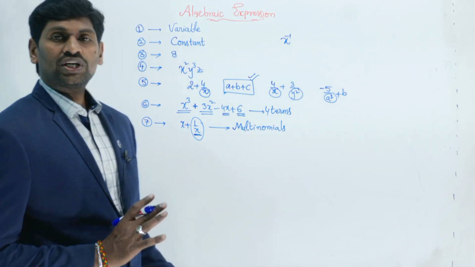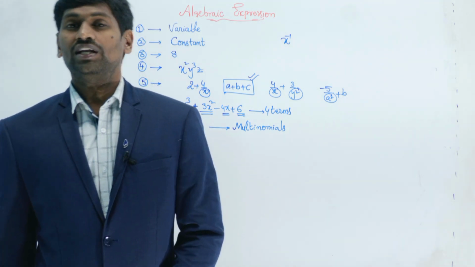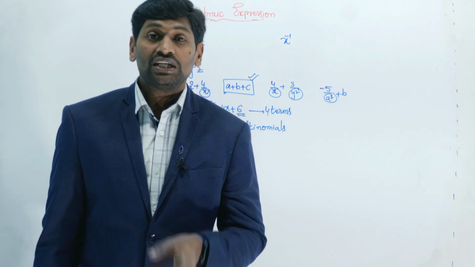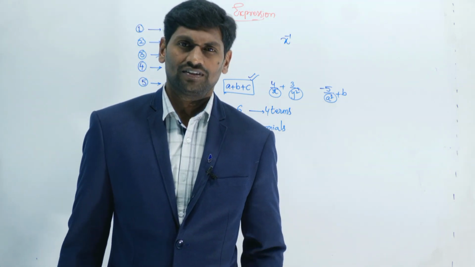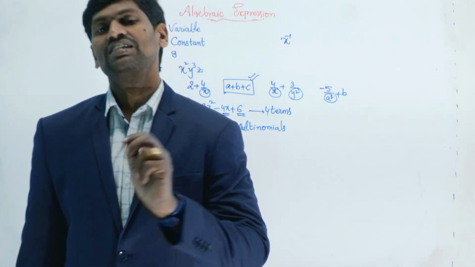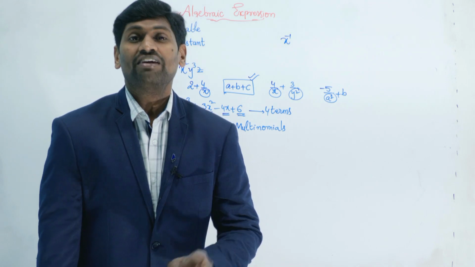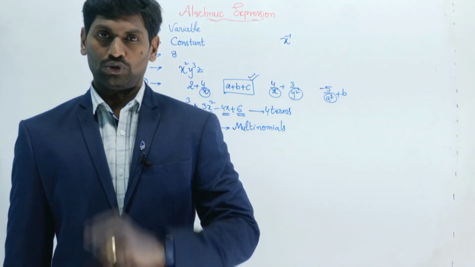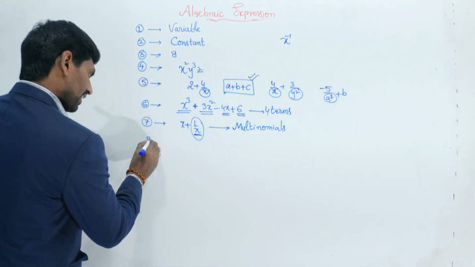So from this you should identify that every multinomial can be polynomial, but every polynomial need not be multinomial. Am I right? No. The reverse is correct. That means every polynomial is a multinomial, but every multinomial need not be a polynomial. Right.